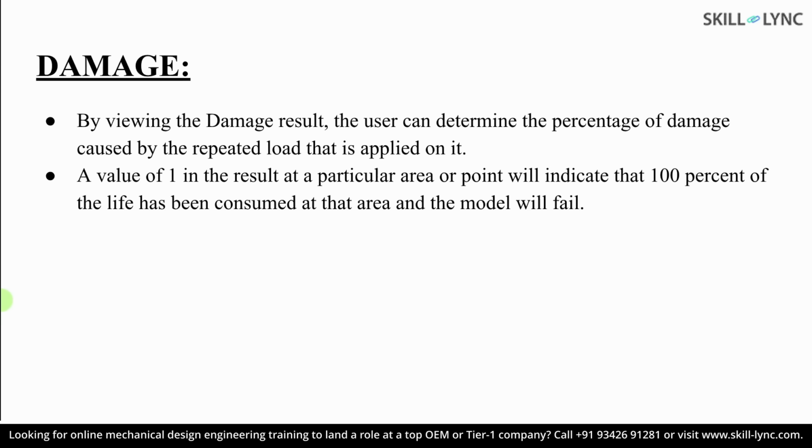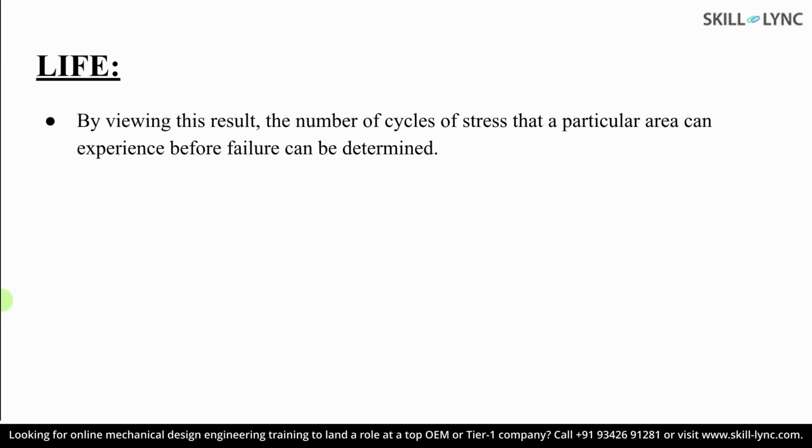From this particular result, we can understand the percentage damage done to the material by exposing it to a given number of cycles. This value varies from 0 to 100 depending upon the damage caused. Next, we have the life. This life is defined in cycles, that is the number of cycles the part or the material can withstand before experiencing any failure. You will understand this in a better way when we proceed with the simulation. So let's proceed with the simulation.